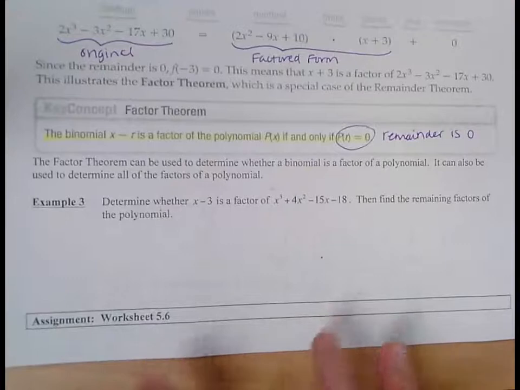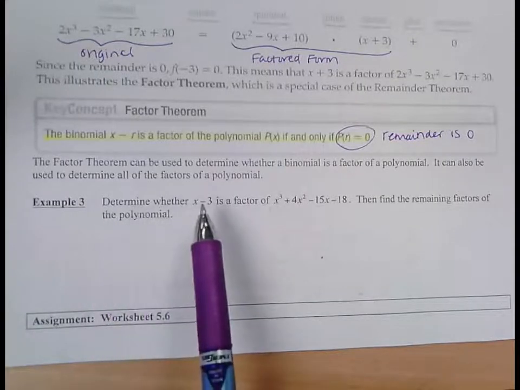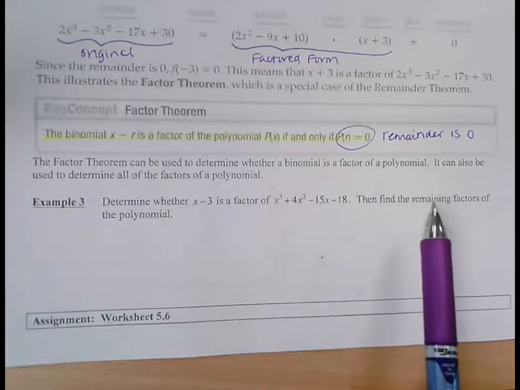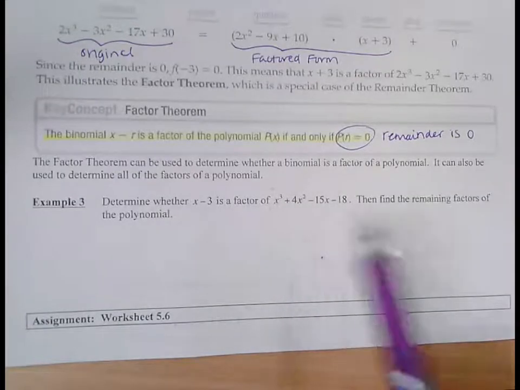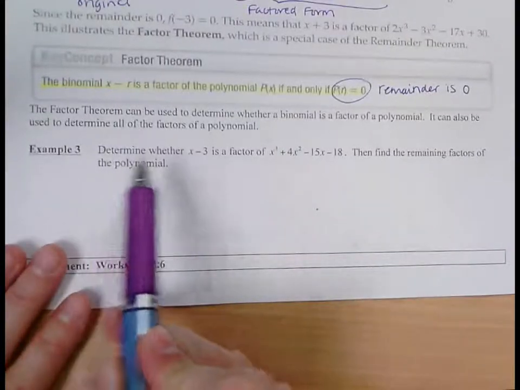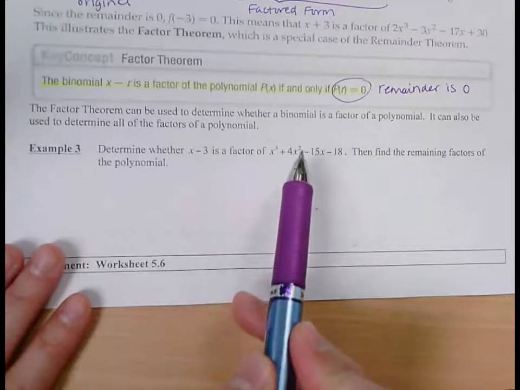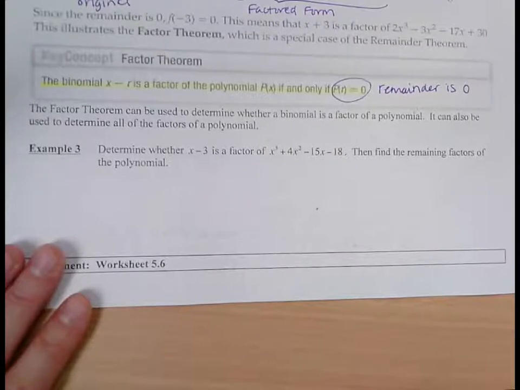So that's what we're going to be doing in example 3. Example 3, this type of question has two parts to it. The first part, it says determine whether x minus 3 is a factor, and then find the remaining factors of the polynomial. So your answer is going to be the fully factored form of the original polynomial. So looking at the first part, to determine whether x minus 3 is a factor, we want to divide the polynomial by x minus 3. If the remainder is 0, it's a factor.